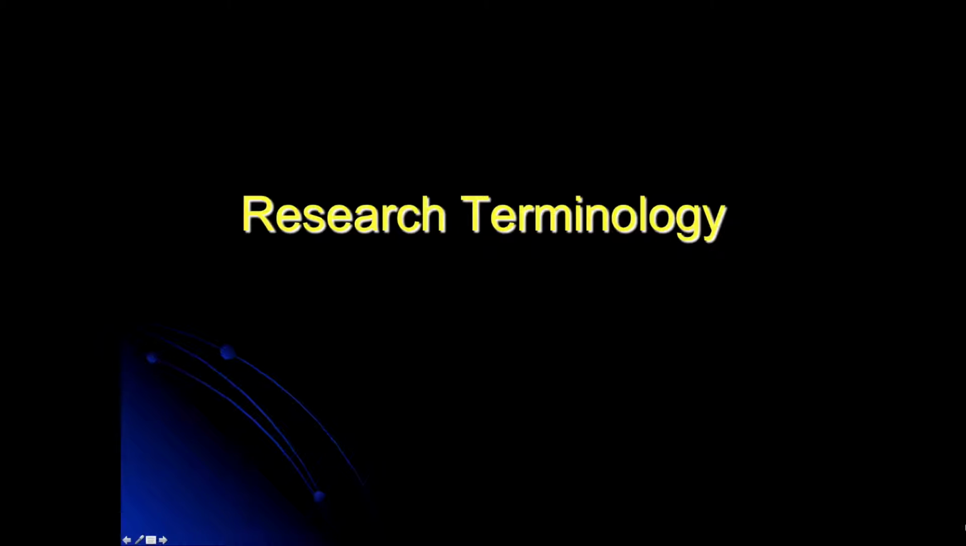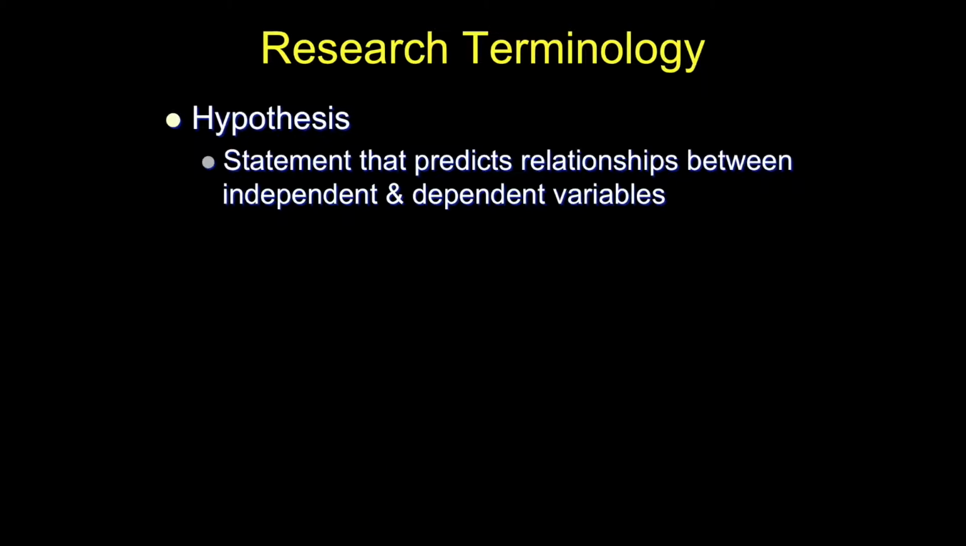Research terminology. The first term that is important to understand in evaluating the scientific literature is that of the hypothesis. A hypothesis is a statement that predicts relationships between independent and dependent variables. So essentially you look at your outcome measure and you manipulate certain variables within the study to see what happens to that outcome measure. And we'll talk a little bit more about what independent and dependent variables are a little bit later in this lecture.